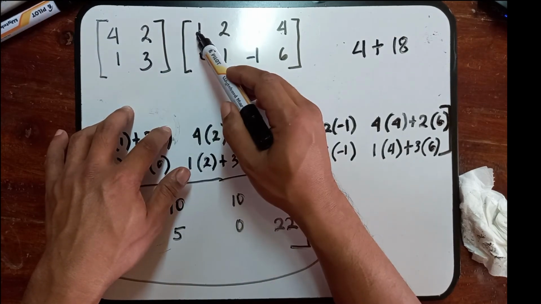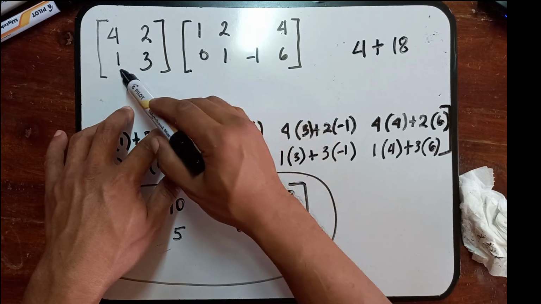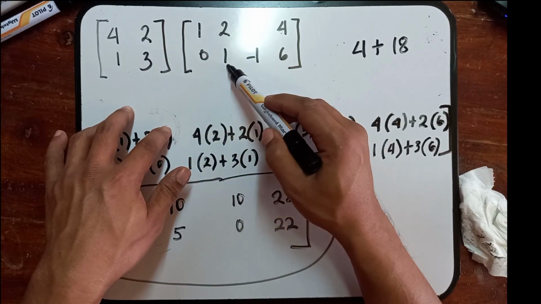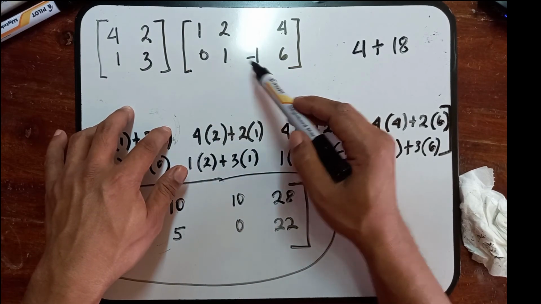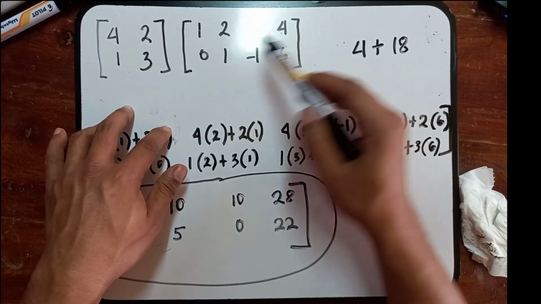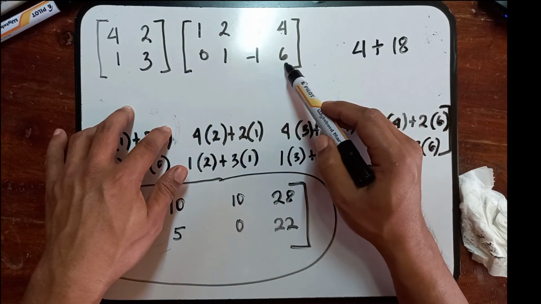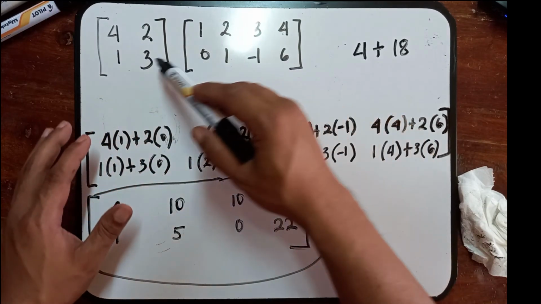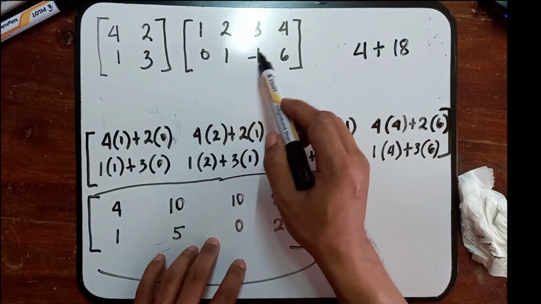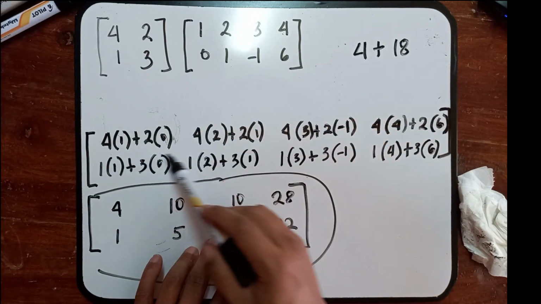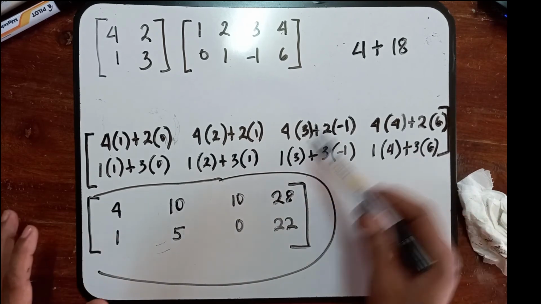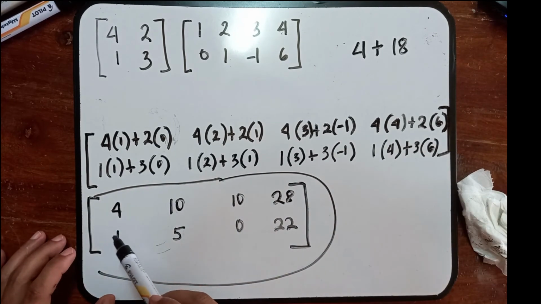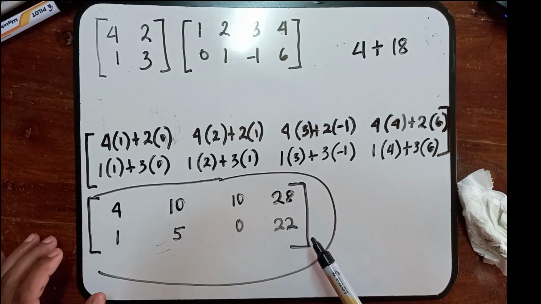1 times 1 plus 3 times 0. 1 times 2 plus 3 times 1. 1 times 3 plus 3 times negative 1. 1 times 4 plus 3 times 6. So all the things that I am telling you right now are written on this matrix. And after that, we simplify this operation and we arrive at this answer.